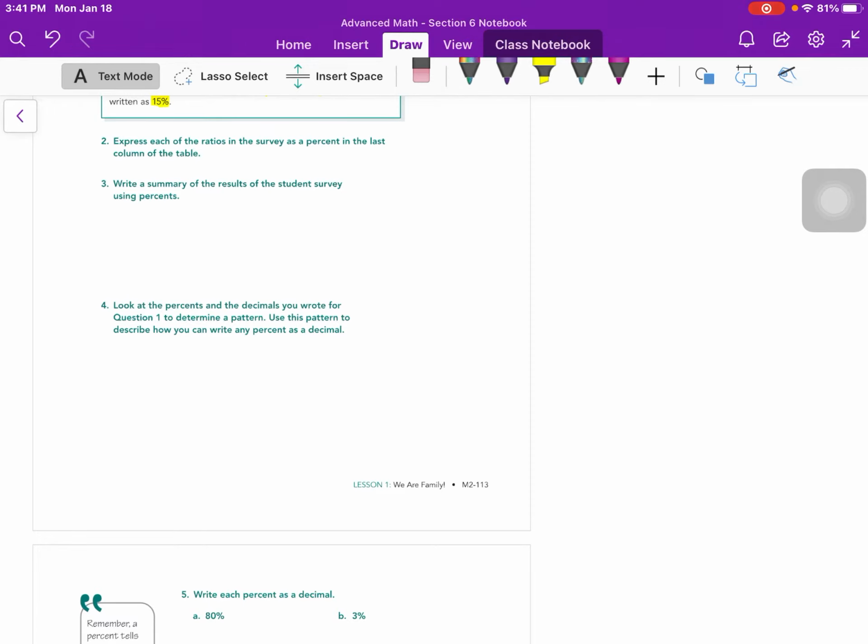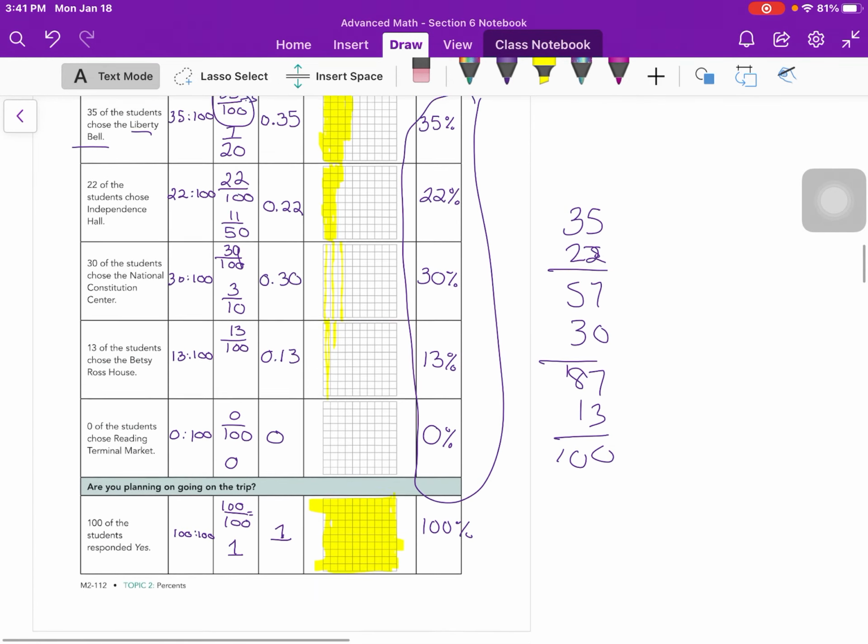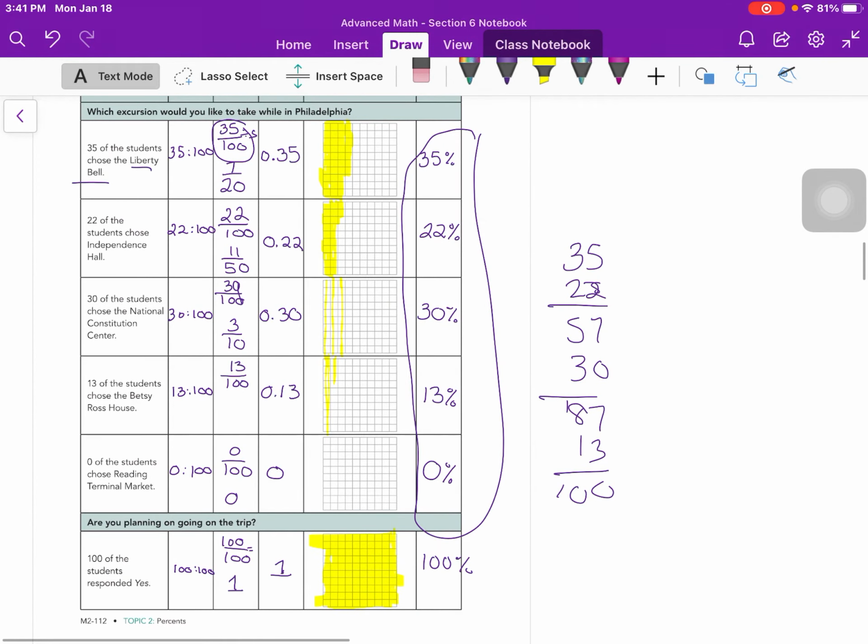I also can tell that number 4 says, look at the percents and decimals that you wrote. Find a pattern and then use this pattern to show how to go from decimal to percent. So what do we see? Every decimal to percent, decimal to percent, decimal to percent. Every time I see that in a decimal you move the decimal 2 places to the right, and then that gives you the percent.